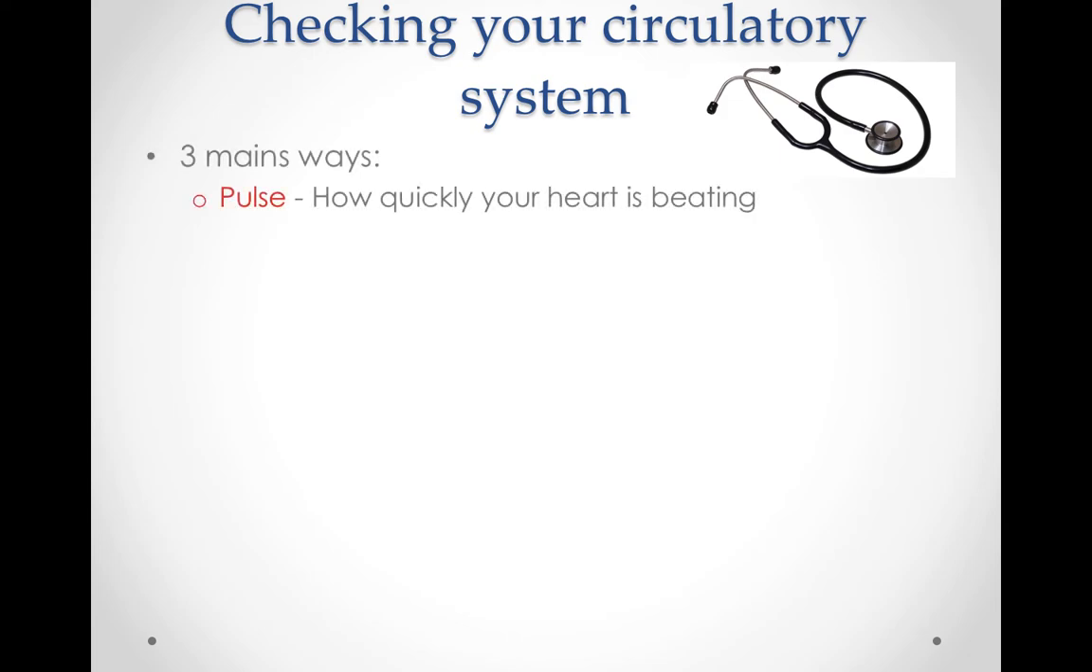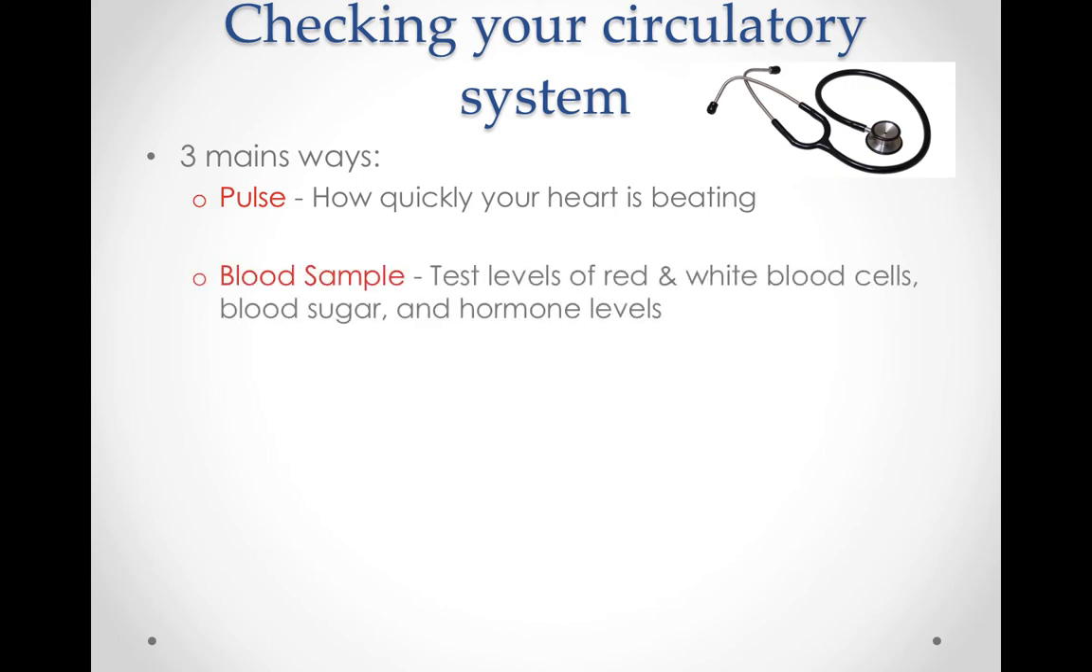All right, last but not least, so how do we check our circulatory system? There's three main ways. The first is just like what we did in class, so you can check your pulse, which tells you how quickly your heart is beating. The next way is you can take a blood sample, so they can test levels of red and white blood cells, blood sugar, hormone levels, all sorts of stuff they can tell from your blood.